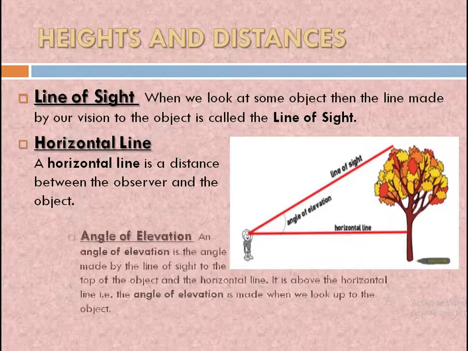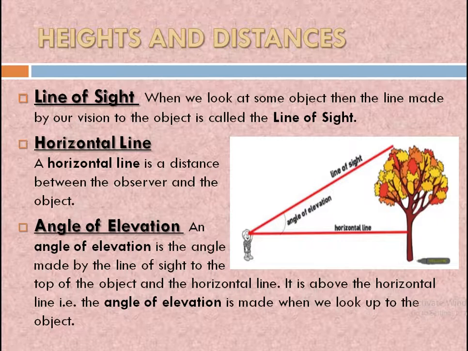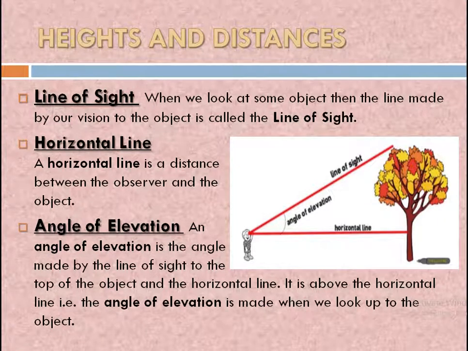Now next, angle of elevation. The angle of elevation is the angle made by the line of sight to the top of the object and the horizontal line. It is above the horizontal line. That is, the angle of elevation is made when we look up to the object. So students, in the figure you can see one angle between the line of sight and the horizontal line. That angle is called the angle of elevation.